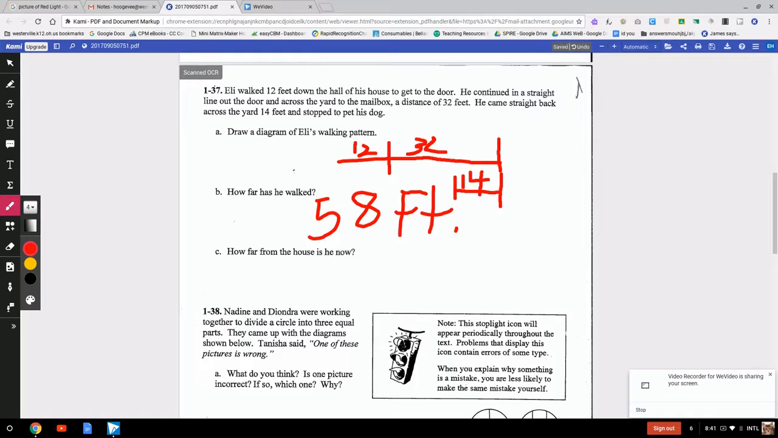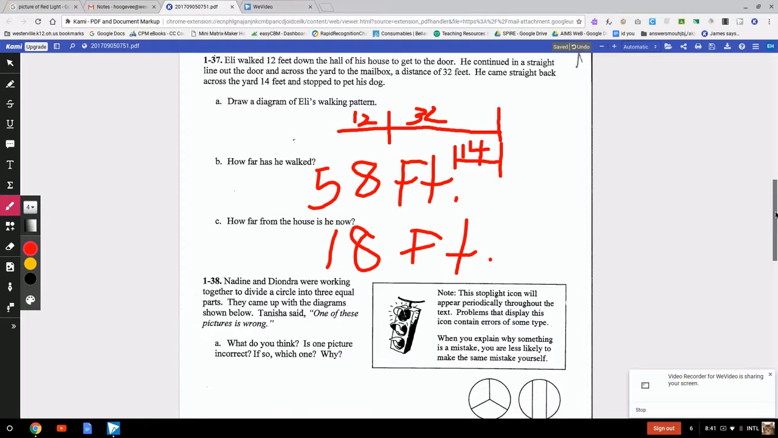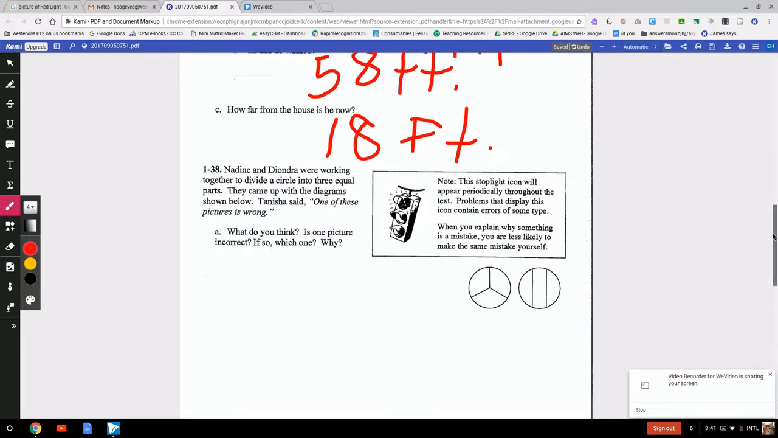So how far from the house is he now when he came back? So you have to add up your first total of 32 plus 12 and subtract 14. And he would be 18 feet from his house. So hopefully that one wasn't too complicated for you and you're just checking your answers, or mute me or whatever.